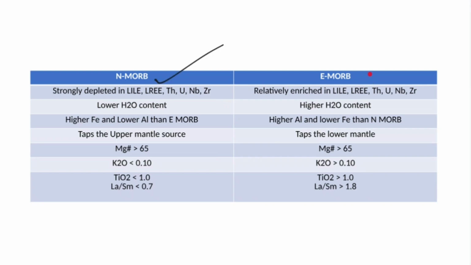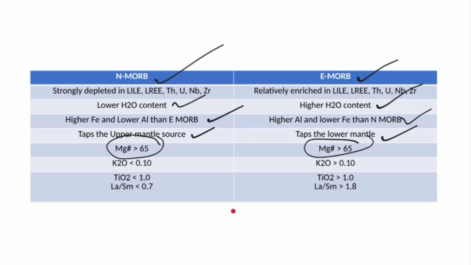This is depleted, this is enriched; lower H2O content, higher H2O content; higher Fe and lower aluminum, and lower Fe. Okay, upper mantle, lower mantle. Mg number is greater than 65, this is also Mg number greater than 65. Keto content is low, keto content is high. Basically, E-MORB is the enriched one. So all the incompatible elements will be enriched in E-MORB, but all the compatible ones will be enriched in N-MORB. Okay.